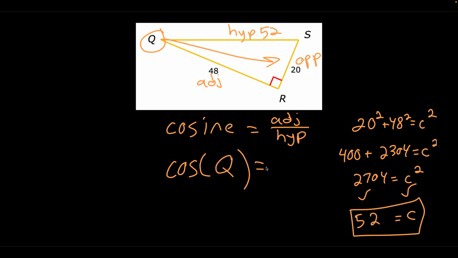So now we can do the cosine of Q is the adjacent side, which is 48, over the hypotenuse, which is 52. This can be reduced to 12 over 13. All right, so cosine is done.